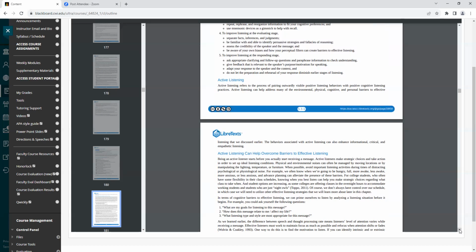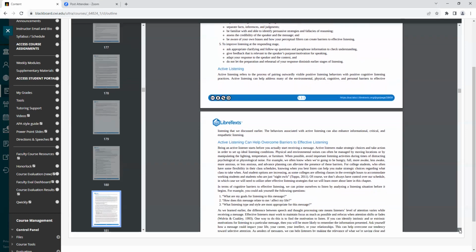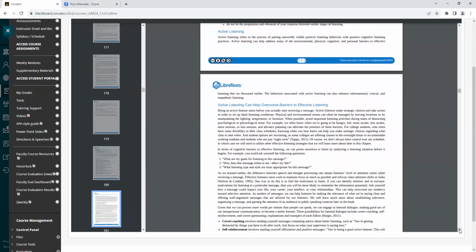Number five, to improve listening at the responding stage. Ask appropriate clarifying and follow-up questions and paraphrase information to check understanding. Give feedback that is relevant to the speaker's purpose, motivation for speaking. Adapt your response to the speaker and context, and do not let the preparation and rehearsal of your response diminish earlier stages of listening.